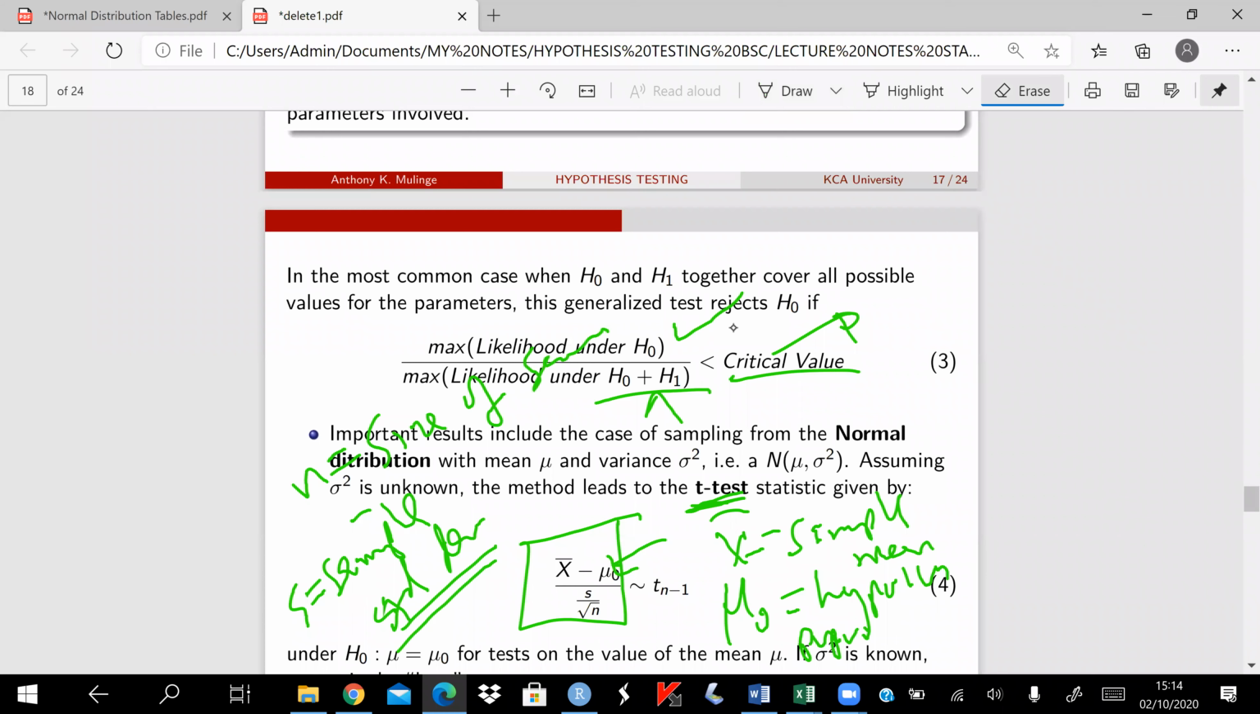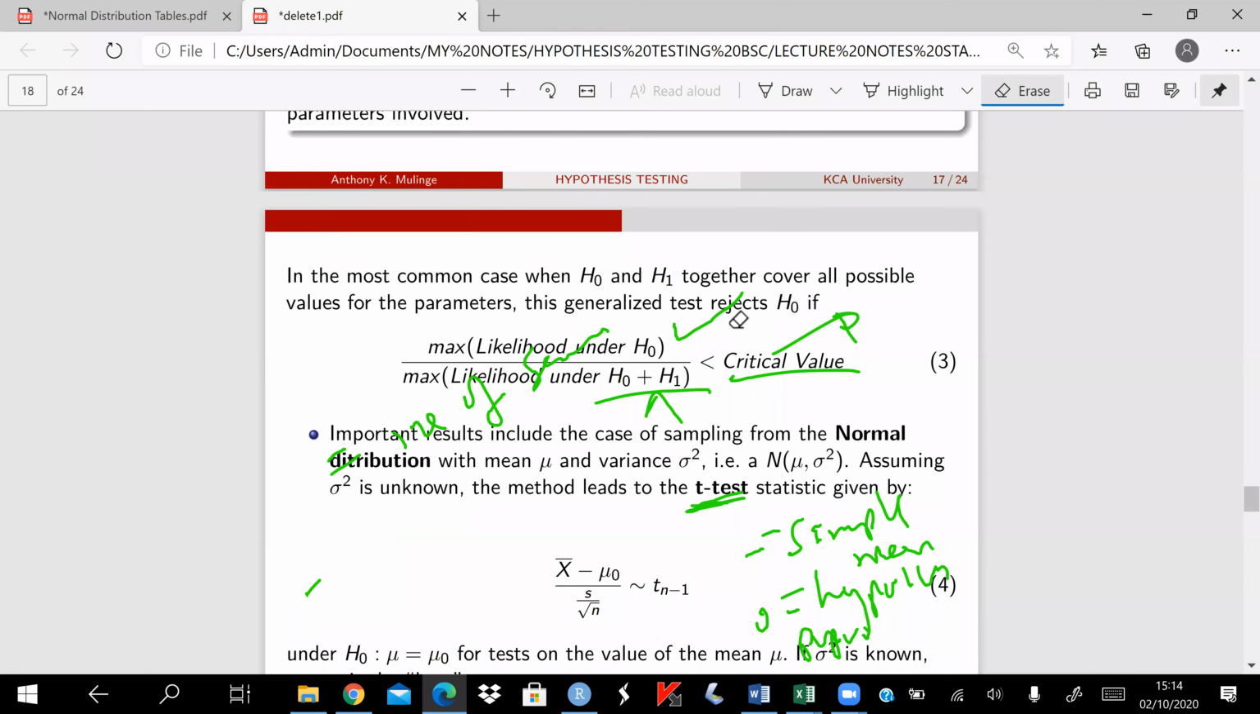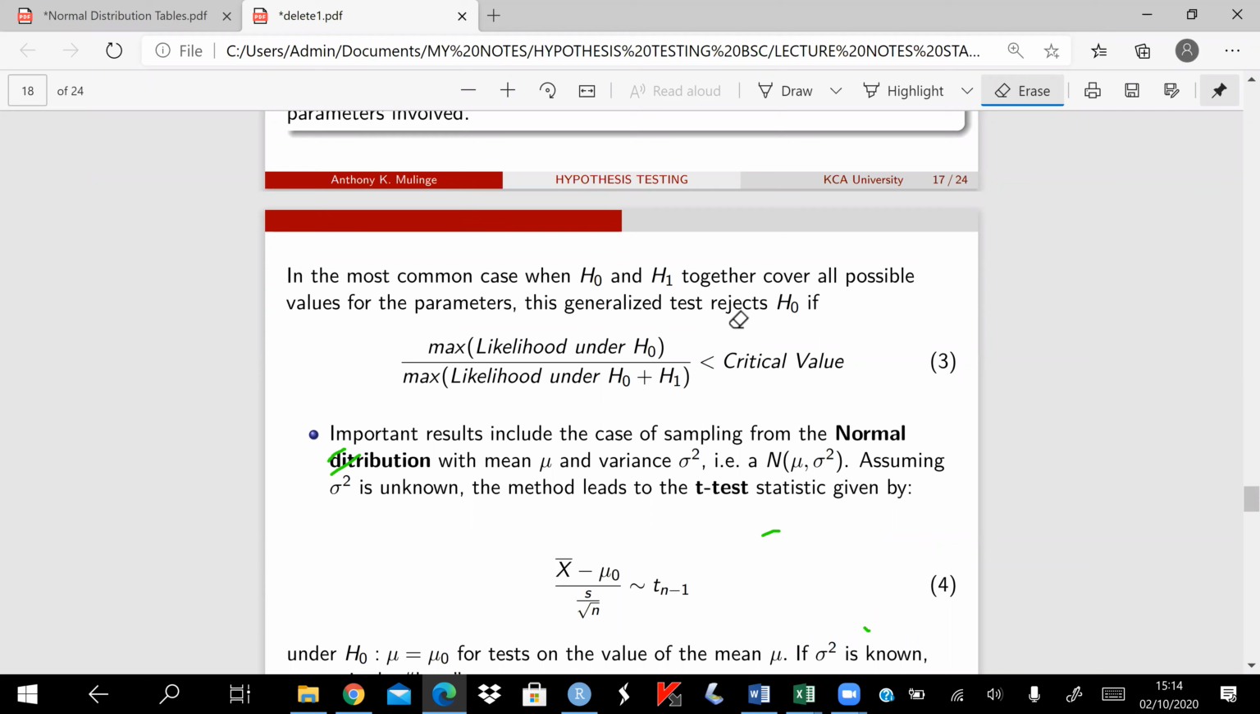So when sigma squared is not known, we use a T distribution with the given degrees of freedom. What is the name given to the denominator here? What is S over root N? Which name do we give to that value? This is called the standard error. That's the standard error of x bar given by S over root N.